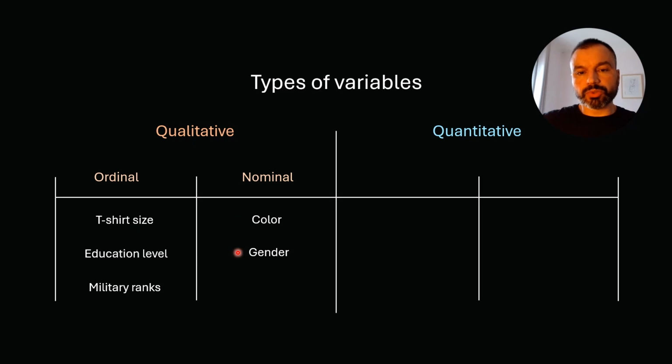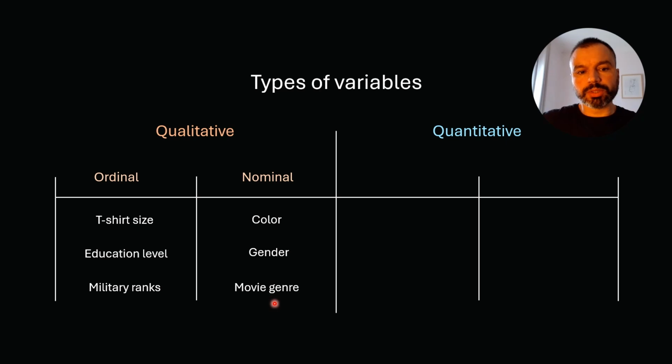Gender. There's no hierarchy between the two values this variable can take. By the way, gender is called a binary variable because it can only take two values. It only has two modalities, male and female, and there's no hierarchy between male and female. A male isn't more important than a female and vice versa.